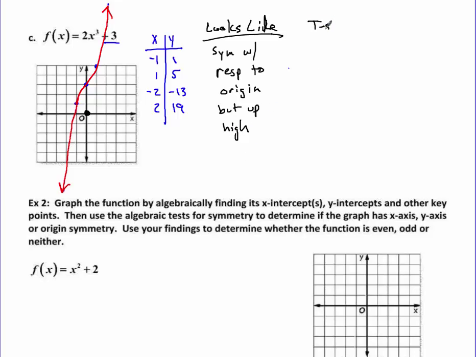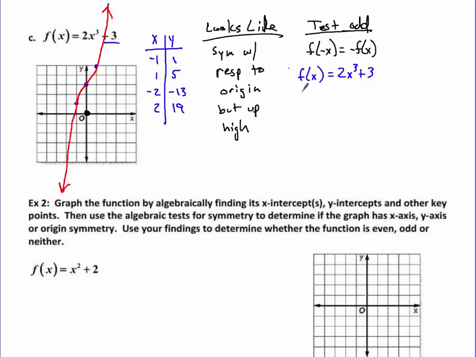So I'm going to test. I'm testing if it's symmetric with respect to the origin. So I'm testing if it's odd, whether it's an odd function. And I'm going to see if f of negative x equals negative f of x. We remember the way to do that is we start with f of x, and that was 2x cubed plus 3.